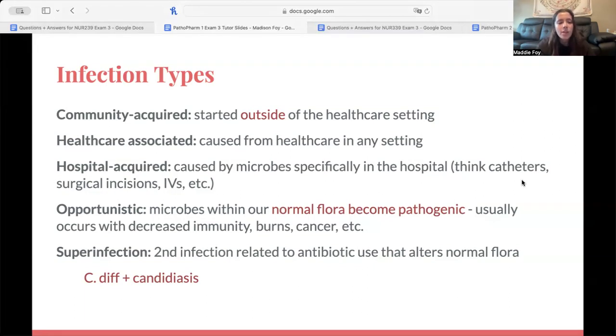Opportunistic infections, that's what I was talking about with the C. diff and the yeast infections. This is when the normal flora in our body becomes pathogenic, which happens in cases of antibiotic use, decreased immunity, burns, or within cancer patients. And then superinfection as well is that development of a second infection related to antibiotic use because you're suppressing your normal flora. So again, C. diff and candidiasis, which is yeast infections. I would definitely know those two and how they're opportunistic superinfections from antibiotic treatment.